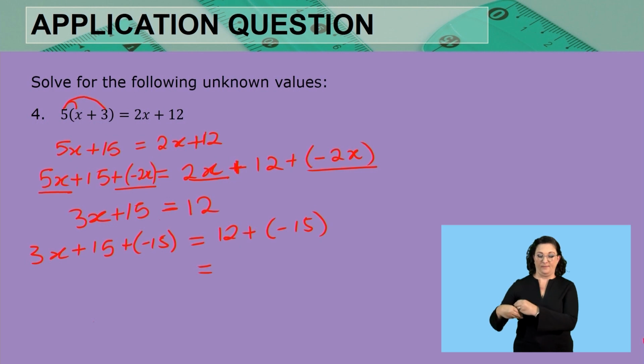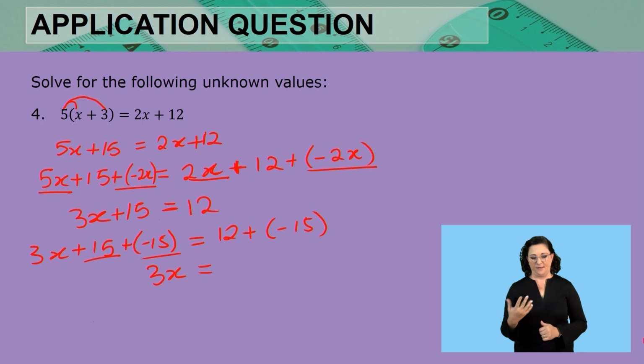And what is that going to give us? Firstly, a 15 plus a negative 15 is 0. They are additive inverses of each other. We are left with 3x. And on the right-hand side, I have 12 plus a negative 15. That is going to give us a negative 3.